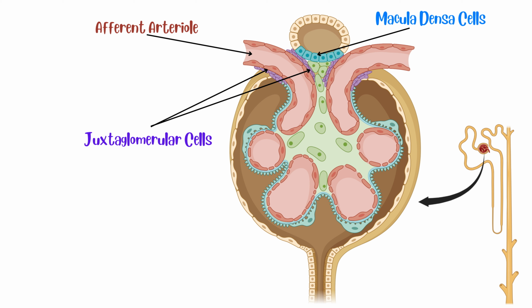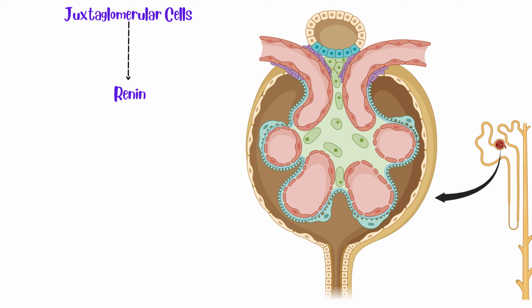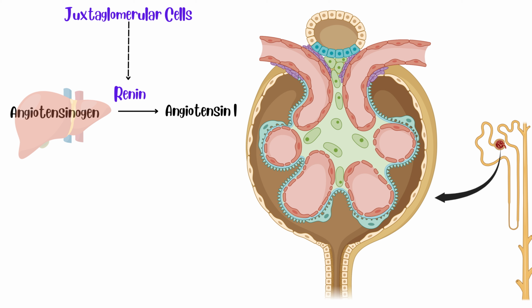The collection of juxtaglomerular cells, macula densa cells present in the distal convoluted tubule, and the glomerular afferent arteriole are often referred to as the juxtaglomerular apparatus. When triggered, the juxtaglomerular cells release a protease enzyme called renin into the bloodstream. This enzyme acts on a plasma protein known as angiotensinogen, synthesized in the liver. From this interaction, a decapeptide named angiotensin 1 is created.